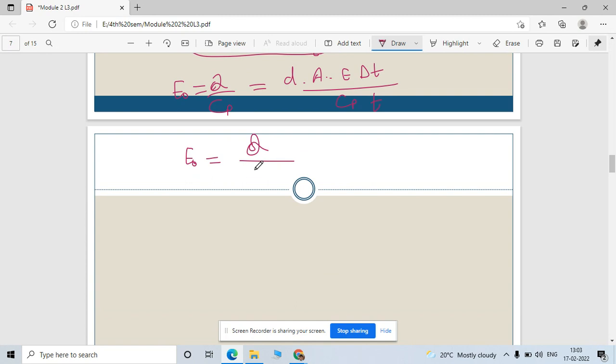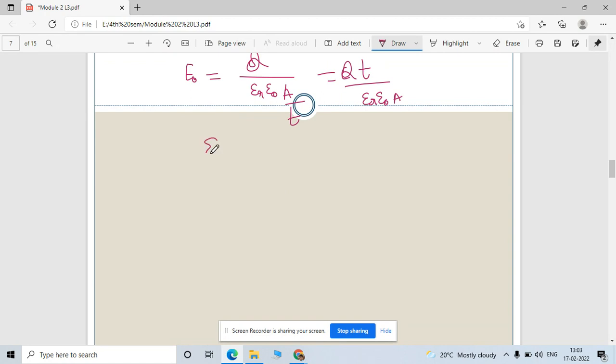So you will get epsilon defined in terms of epsilon naught epsilon r, which is A by t. Now this is Qt divided by epsilon r epsilon naught A. This is nothing but your d, charge density, epsilon r, epsilon naught into F by A.